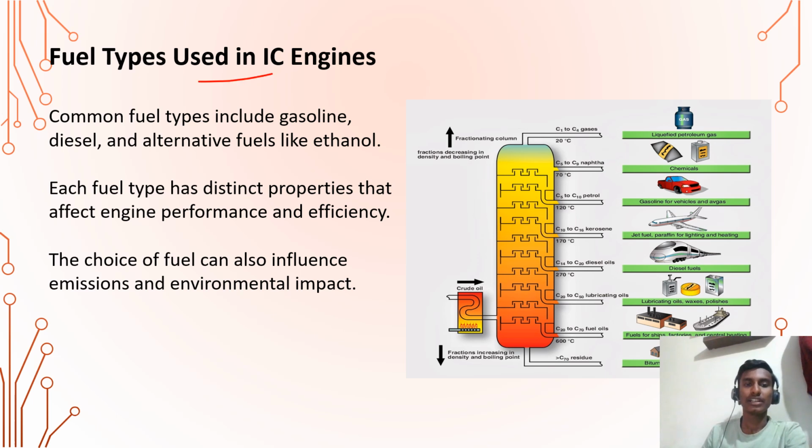Fuel types used in IC engines. Common fuel types include gasoline, diesel, and alternative fuels like ethanol. Each fuel type has distinct properties that affect engine performance and efficiency. The choice of fuel can also influence emissions and environmental impact.